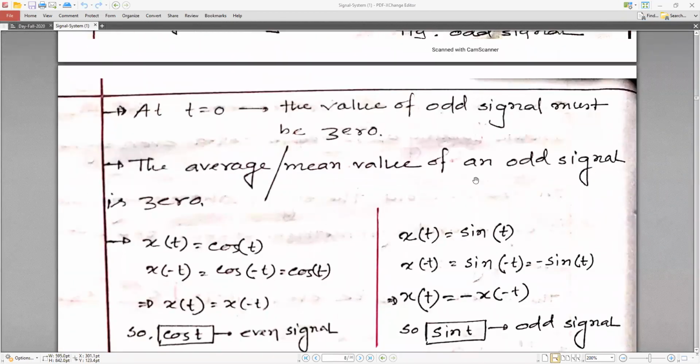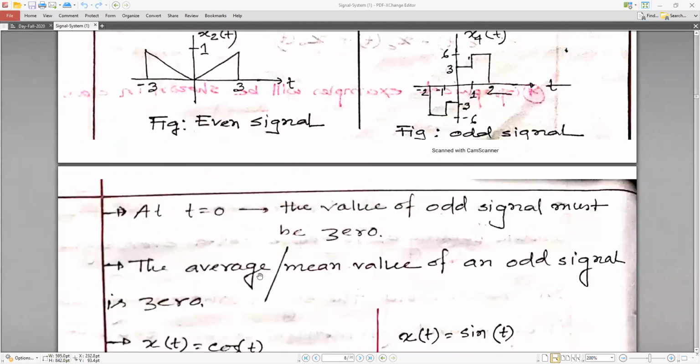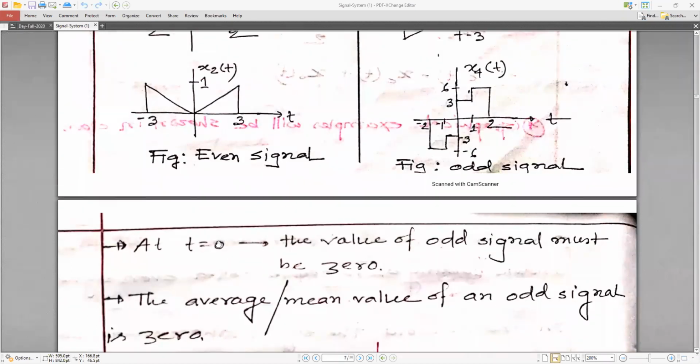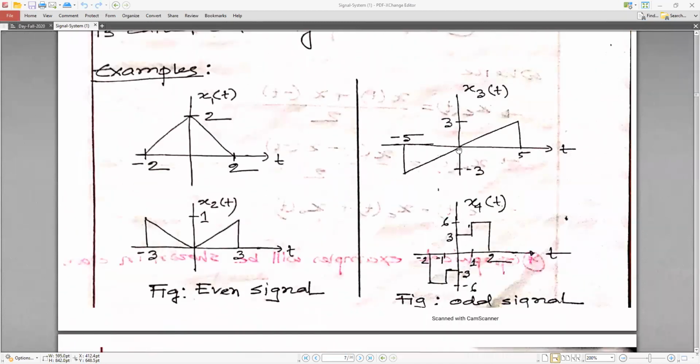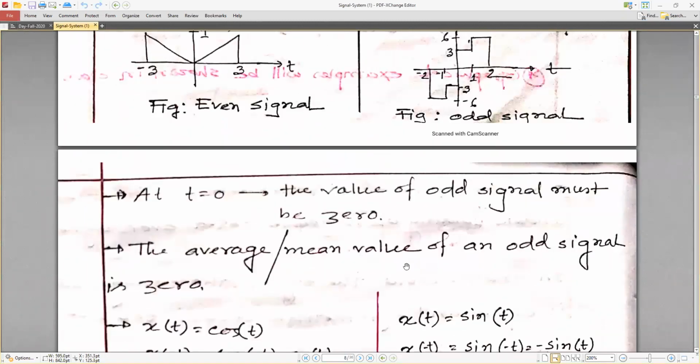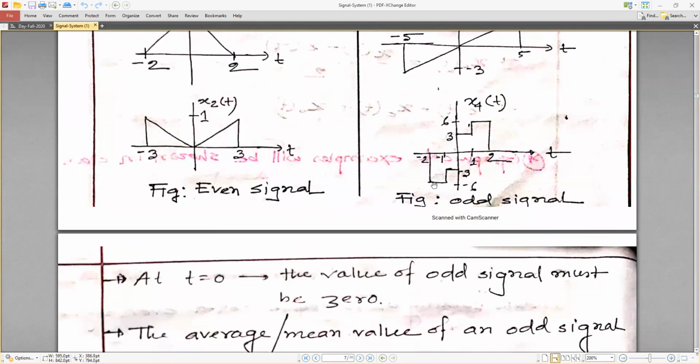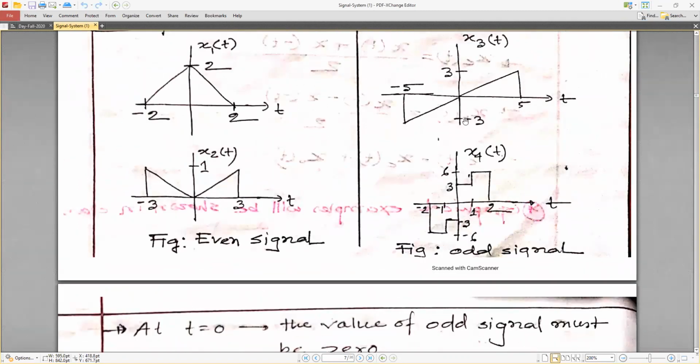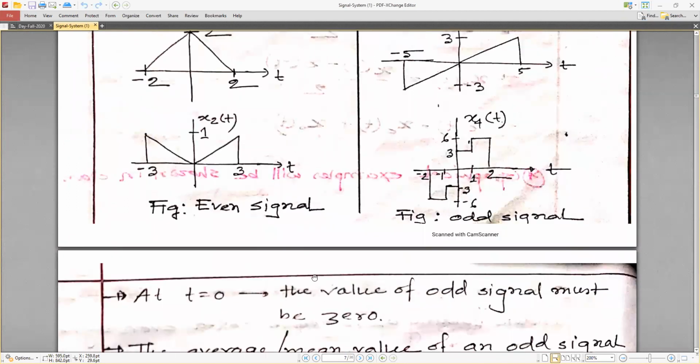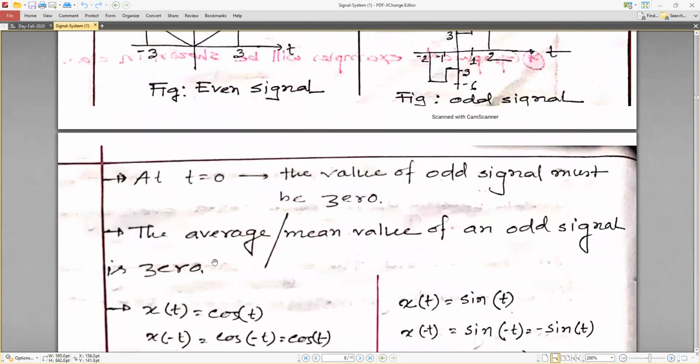The average or mean value of an odd signal is 0. Condition: at t equal to 0, the value of the odd signal must be 0. See, here the value of the odd signal must be 0, and the average mean value of an odd signal is 0. Minus 6, minus 3, 3, 6, so the average would be 0. The first one fulfills the first condition, the second one fulfills the second condition.